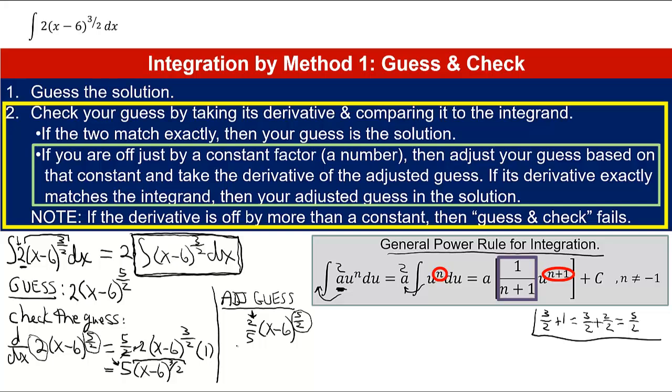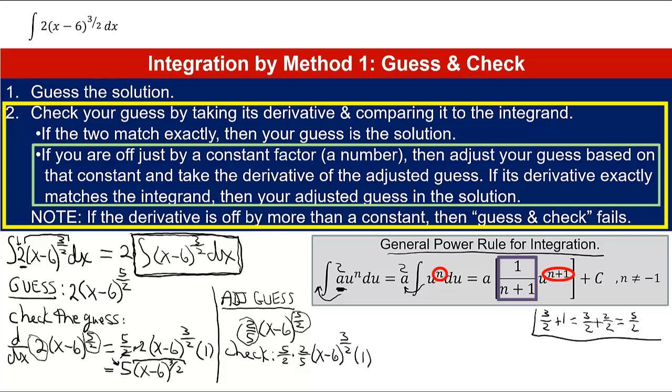And now we'll check it. Let's see if that's right. In order to check it, we take the derivative. The derivative is the power times the coefficient. That's 5 halves times 2/5. Write the base down, x minus 6. Reduce the power by 1. The 5 halves minus 1, which is 2 halves, becomes 3 halves. And then you take the derivative inside, which is 1.